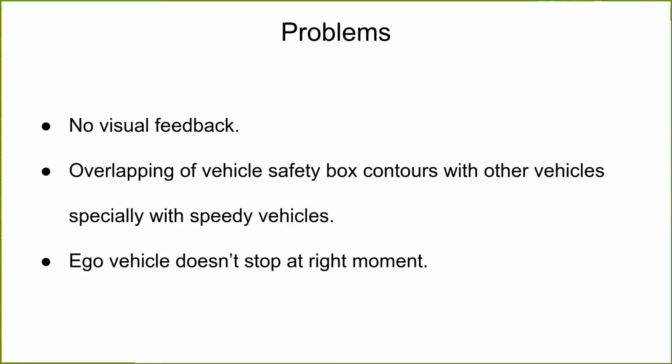So what are the problems with this right now? What we actually saw and faced. The first thing is that there is no visual feedback on when and where the ego vehicle will actually stop. We just see the changing of colors of the lanes, the rollouts, but there is no definitive point where we see that, okay, the ego vehicle will stop over here before it intercepts the target vehicle or its trajectory.